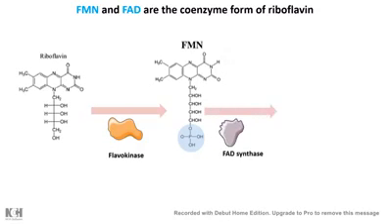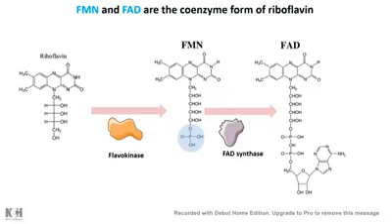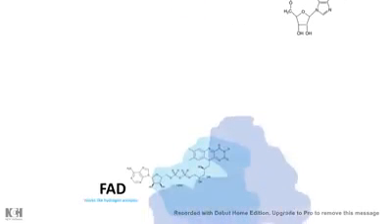Later on, there is FAD synthase, which converts FMN into FAD. Remember that FMN and FAD are the forms of the coenzyme for several metabolic processes. Most of the important metabolic processes are carbohydrate metabolism and fatty acid metabolism, for the enzymes which use FMN and FAD as a coenzyme. Let us take an example.